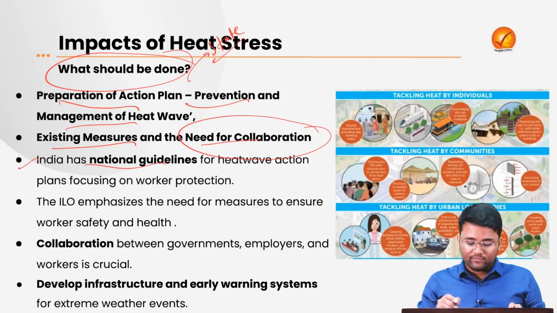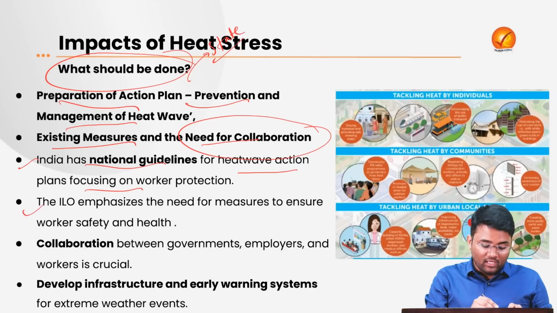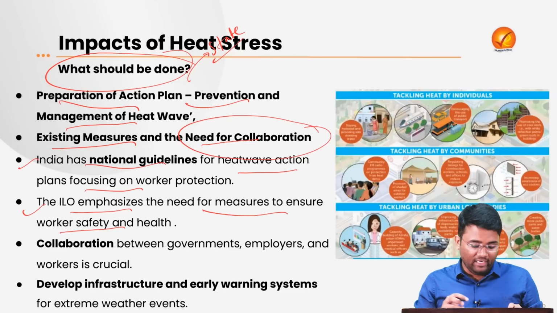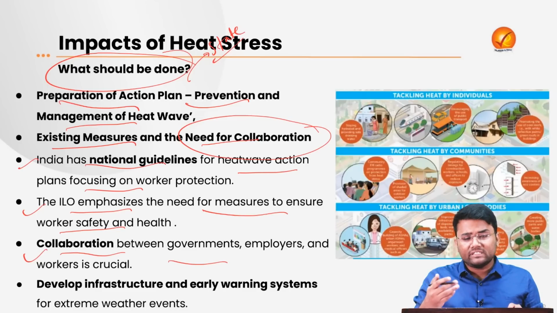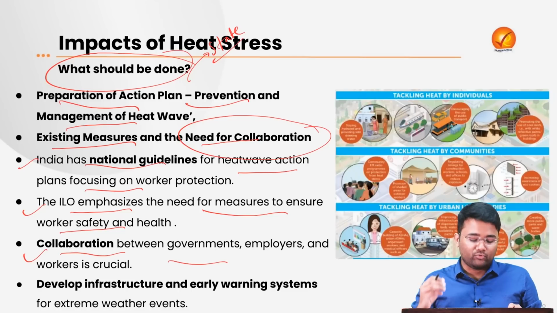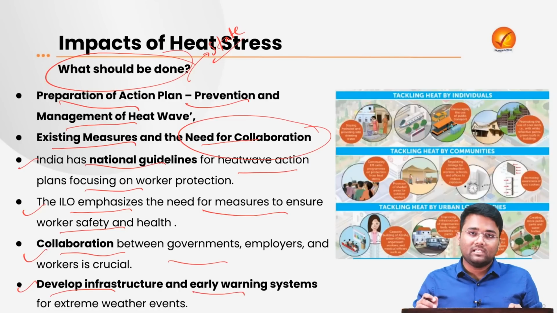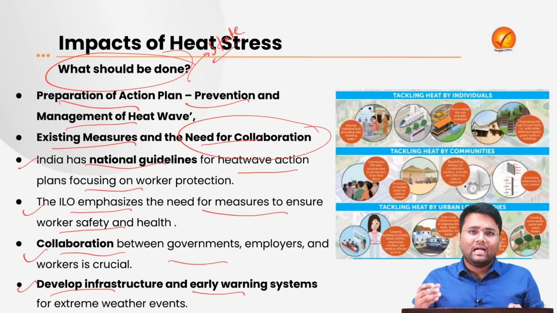India has national guidelines for heat wave action plans focusing on worker protection, and that needs to be implemented properly. ILO emphasizes the need for measures to ensure worker safety and health, and India needs to follow that. There is also a need for collaboration between the government, employers, employees, etc. Employers need to understand that worker safety should be their topmost priority. There is also a need to develop infrastructure and an early warning system with regard to heat wave conditions, so that heat waves can be predicted beforehand, and for all the laborers who are compelled to work in those conditions, some substitute can be made available.